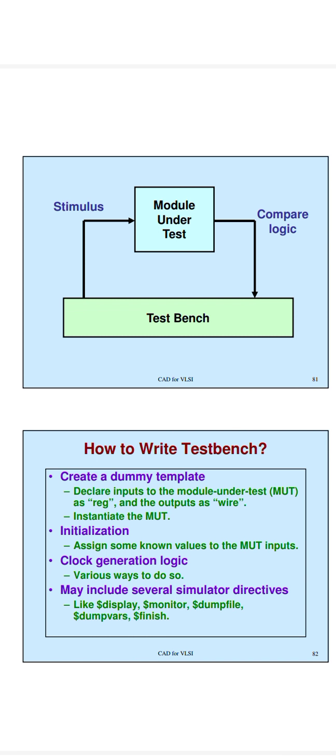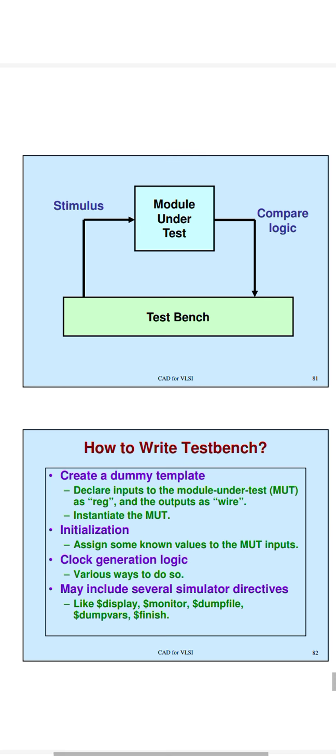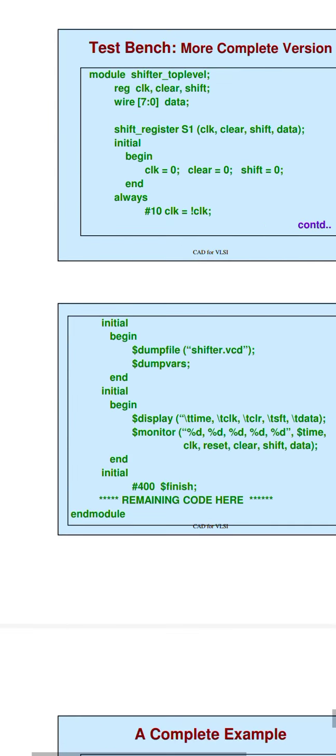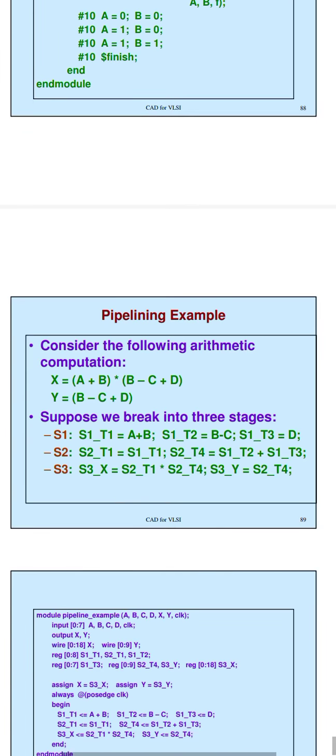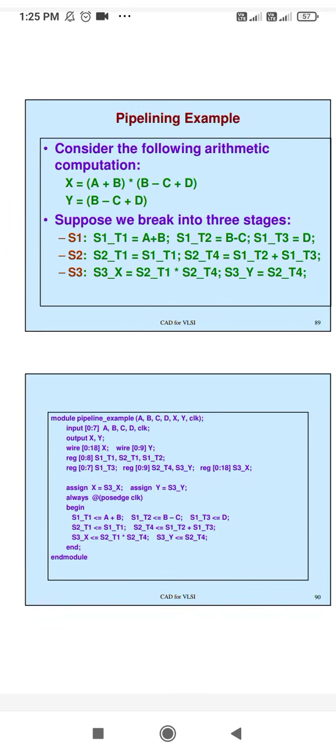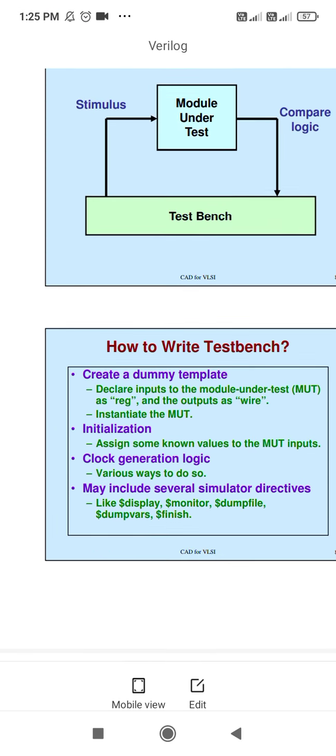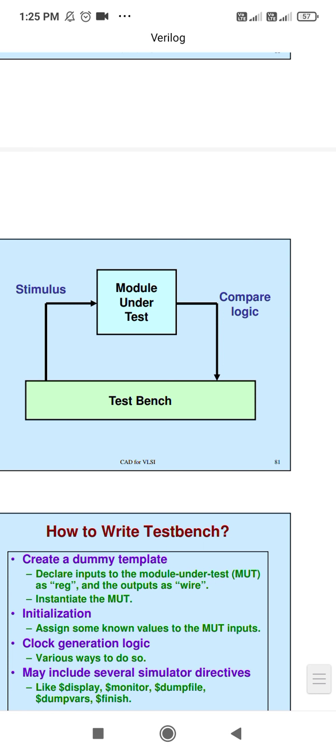For example, the test bench waveforms show the module under test, the stimulus and the compare logic. This is the test bench waveform for the main parts of how it is used in the test bench.